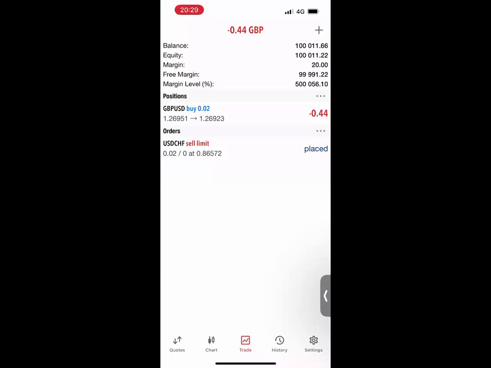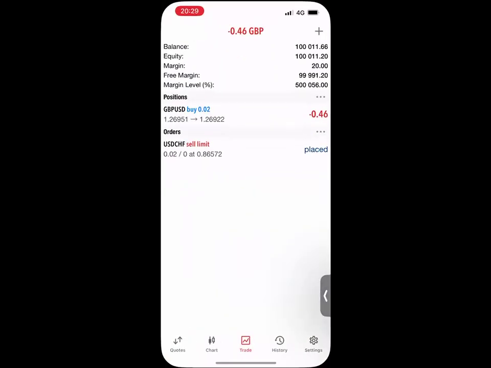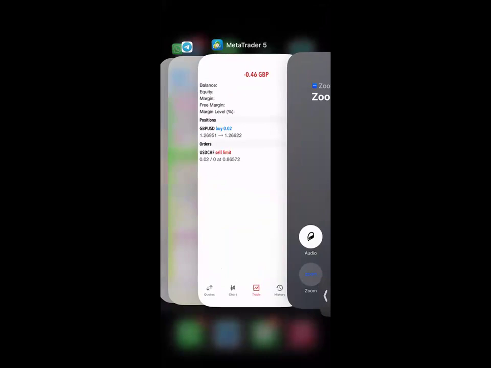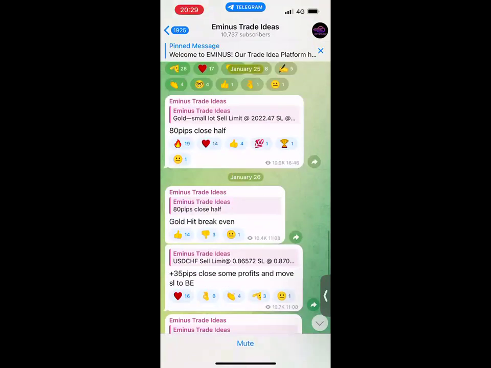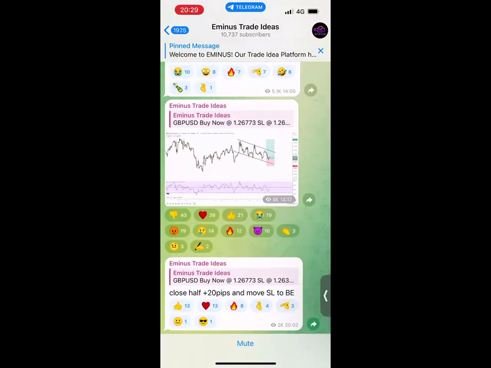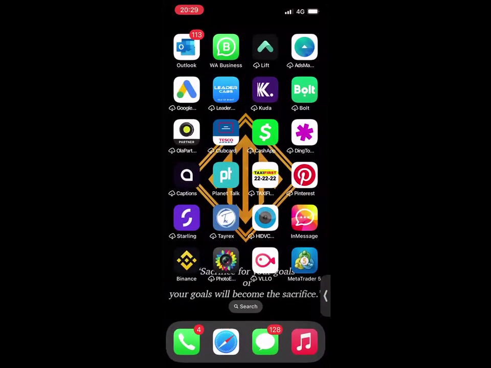But we saw that the educator told us, go back to your Telegram group. On the EUR/USD trade idea, he said the trade has done 20 plus pips, that we should break even. Scroll down. It said close half at plus 20 pips, then move SL to BE. So go back. It has already done 20 pips.